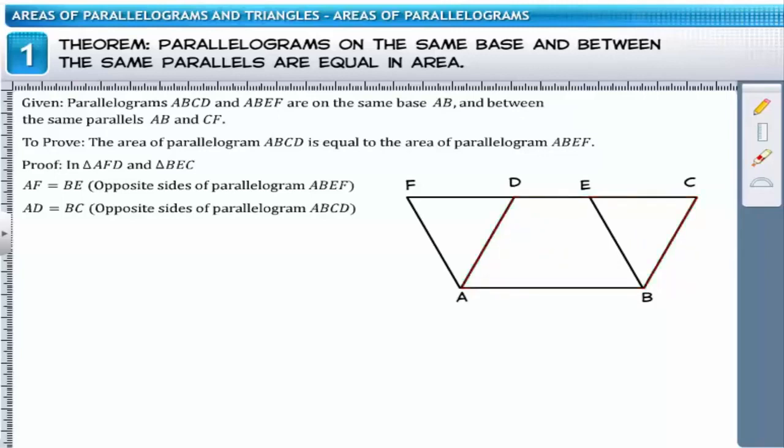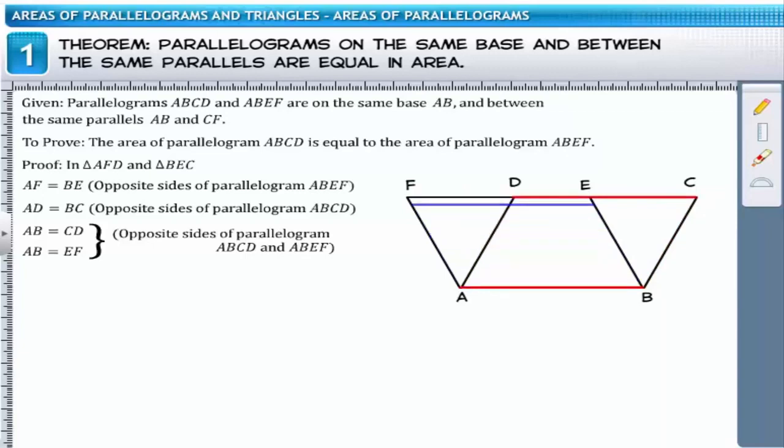Now consider the parallelograms ABCD and ABEF. Here AB is equal to CD and AB is equal to EF because they form the opposite sides of the parallelograms ABCD and ABEF. Since AB is equal to CD and AB is equal to EF, we can say that CD is equal to EF. Based on this, we get equation 1.